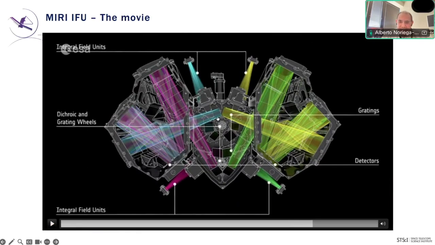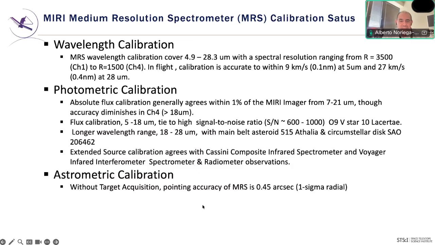The integrated units, those are the detectors. And from there, we can get fantastic spectra from essentially 5 to 10 microns. So the wavelength calibration for MRS. The wavelength calibration is in nanometers. Let me remove myself, blocking my own window. In nanometers it is of the order of 0.1 nanometers at 5 microns, about 4 nanometers at 28 microns, 20 kilometers per second, between 9 and 27 kilometers per second. So not bad for a medium resolution spectrometer.